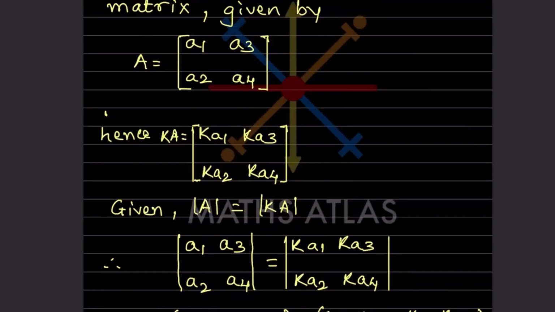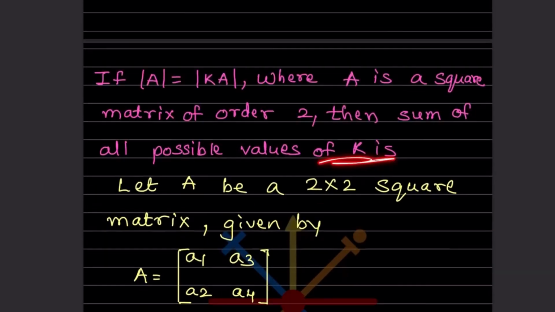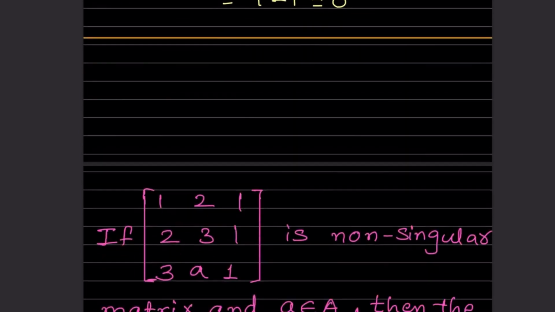But then what did they say here? They want the sum of all possible values of K. So we got the values of K as 1 and minus 1. So we have to sum, means we are going to add this 1, and we have to add this minus 1 to it. So plus minus becomes minus. So 1 minus 1 is 0. So this is the final answer.